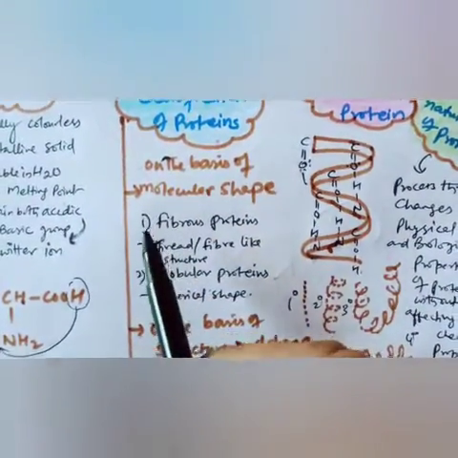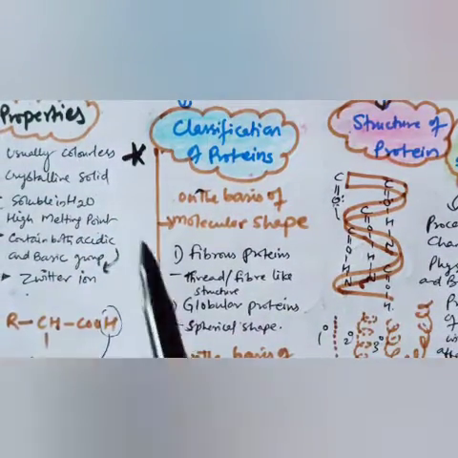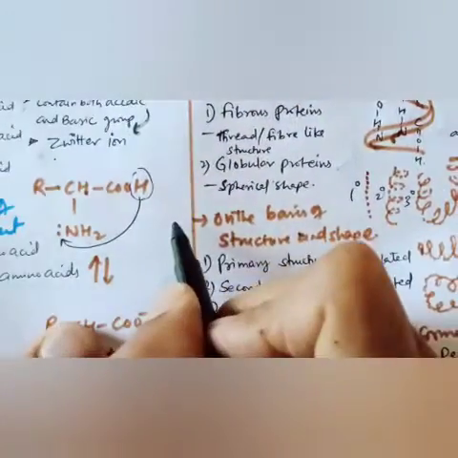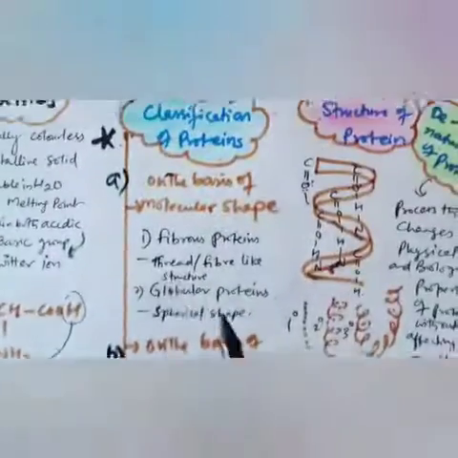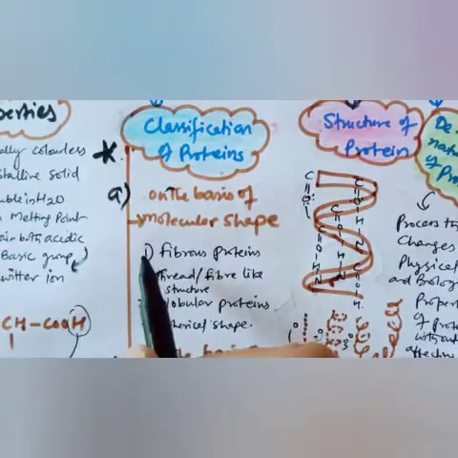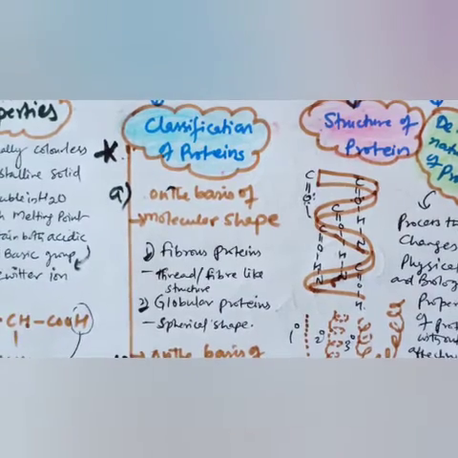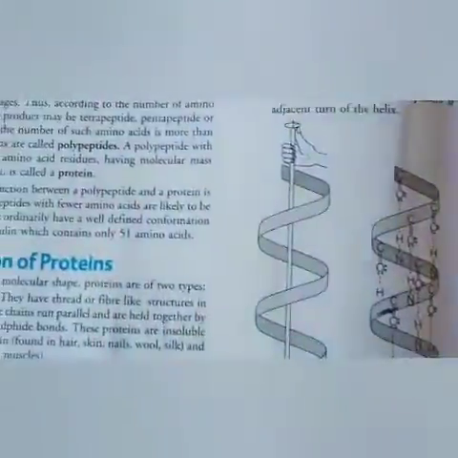If we talk about classification, it is most important from the examination point of view. Classification on the basis of molecular shape, classification on the basis of structure and shape, classification on the basis of product form. So classification on the basis of molecular shape is into fibrous and globular proteins. We will discuss fibrous and globular protein with the help of this book.